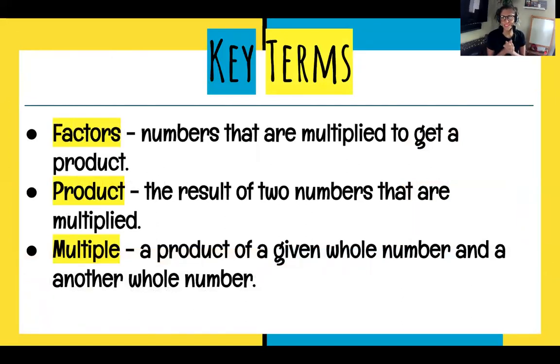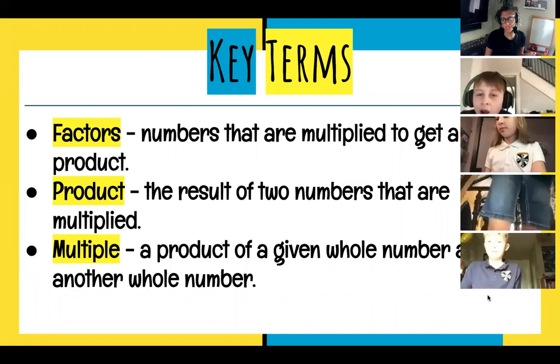So we kind of went over this yesterday, but just in case you need a refresher, factors are the numbers that are being multiplied to get a product. So we have a factor times a factor equals a product. The product is the result of two numbers that are multiplied, or the answer in a multiplication problem. And a multiple, you may have heard this before, but maybe you didn't remember, is a product of a given whole number and another whole number. So guys, basically a multiple is a times table.